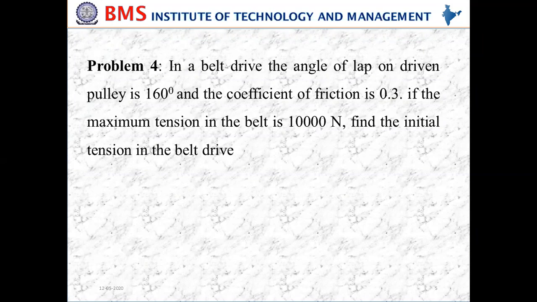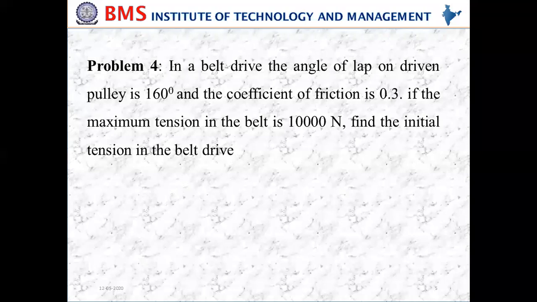So the maximum tension in the belt is 10,000 newtons. The maximum tension in the belt is nothing but the tension on the tight side. Tension on the tight side is represented as T1. That is, the maximum tension is always taken as the tension on the tight side. So T1 is known as 10,000.